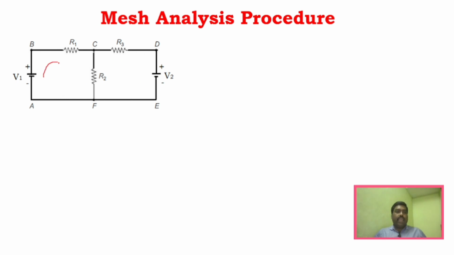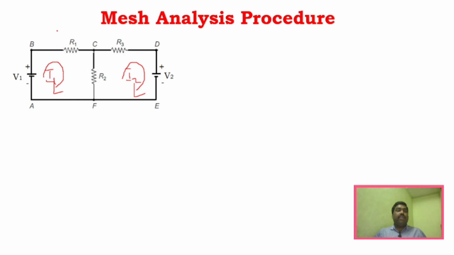So now I consider all the meshes in the clockwise direction. That is the very first step you have to do. And you mention this as I1 and this as I2, right? And the next step is you have to assign plus and minus for the resistors, right?